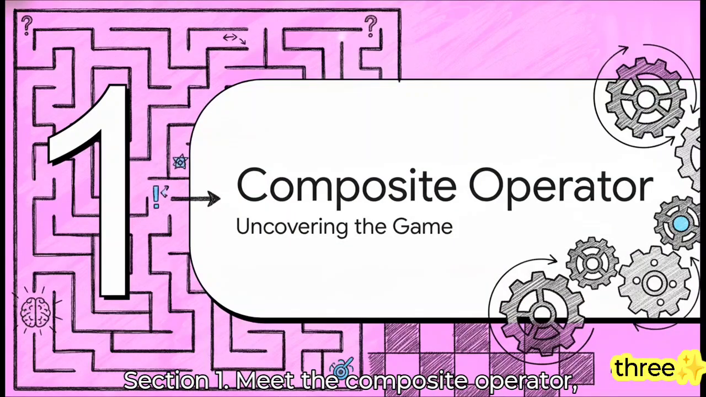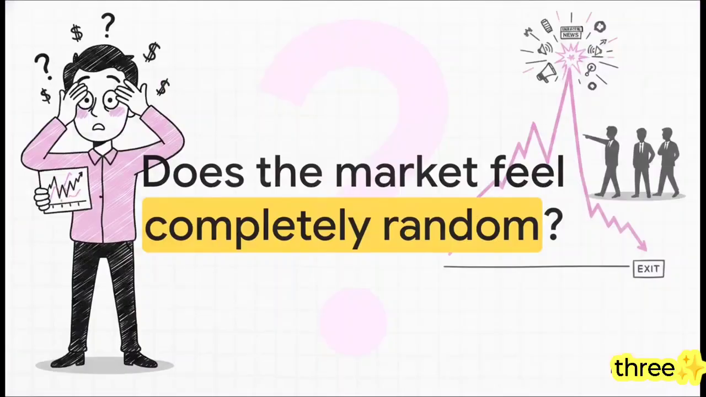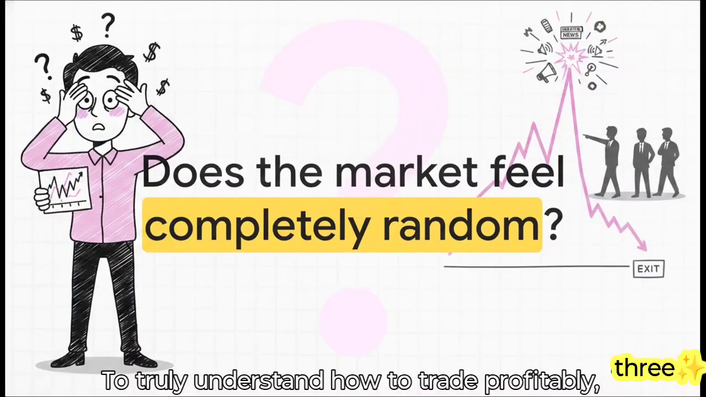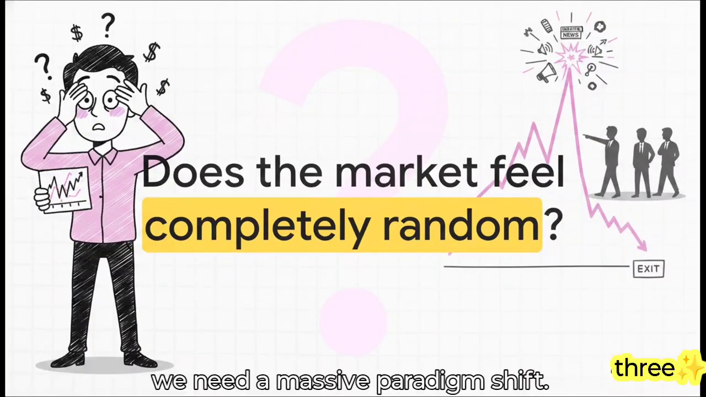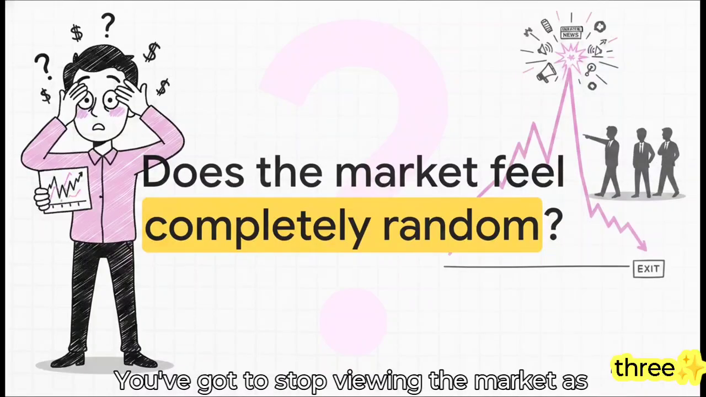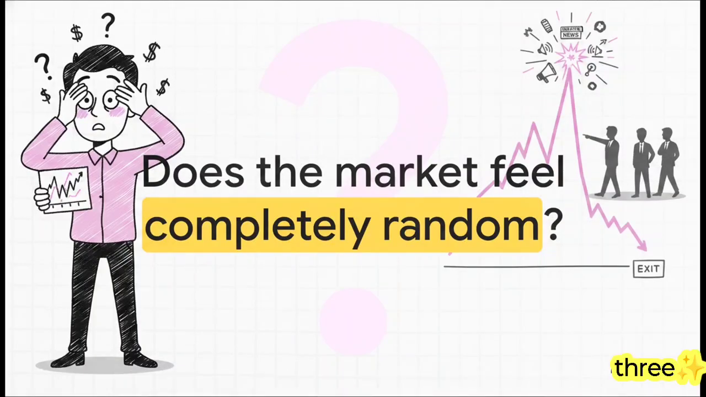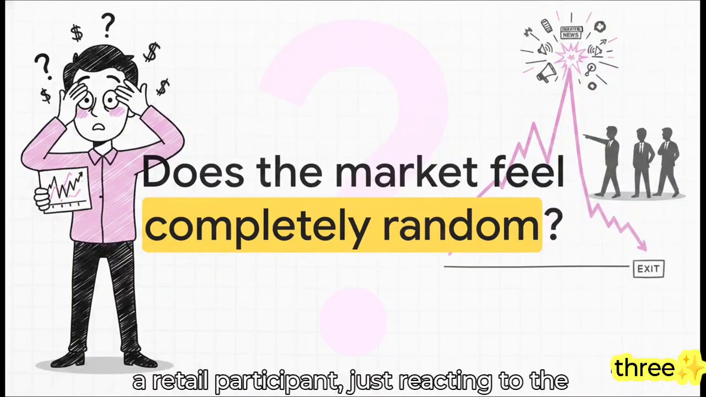Section 1. Meet the composite operator, uncovering the hidden game. To truly understand how to trade profitably, we need a massive paradigm shift. You've got to stop viewing the market as random. Does it feel like a total guessing game to you? Because if it does, you're likely trading like a retail participant, just reacting to the noise.